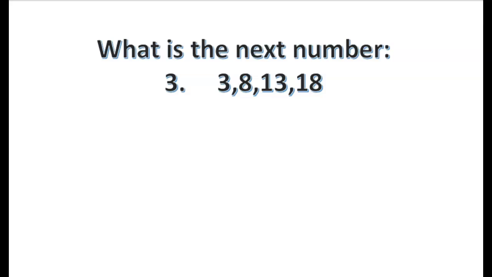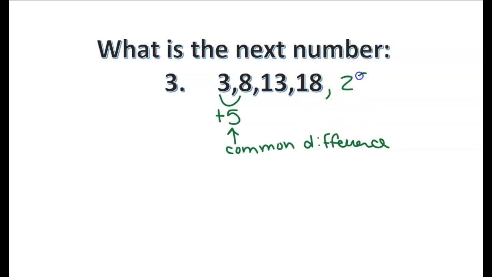The next number in the pattern, what would that be? What are we adding each time? This number is called the common difference. The next number in the pattern would be, and what kind of pattern is this? It's an arithmetic pattern if you add the same number over and over and over again.